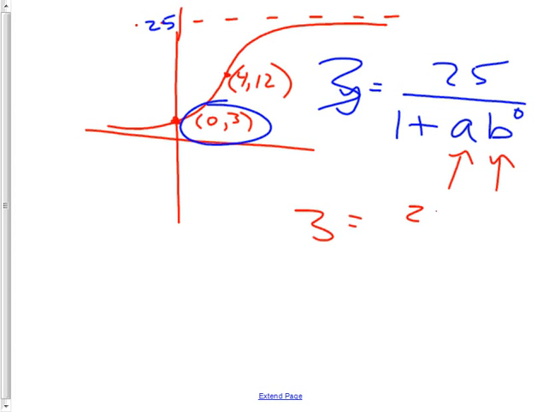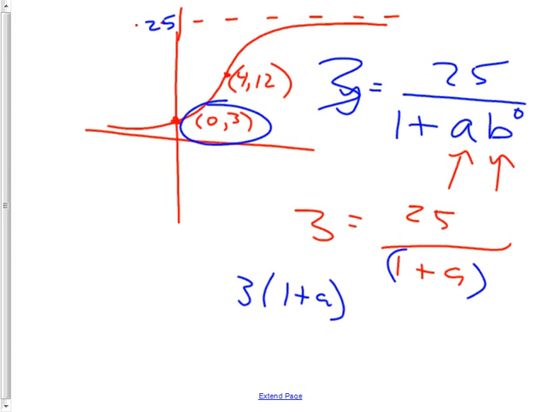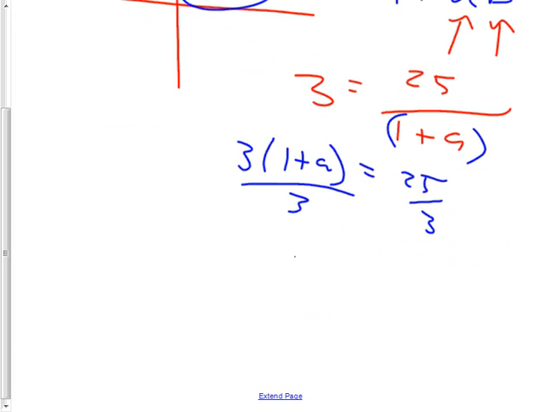So if you start with a 3 here, you got 3 equals 25 over 1 plus a b to the 0, and the b to the 0 I don't need anymore because b to the 0 is really 1. So now this is the smart way to do it. You bring that 1 plus a up to the top, you say 3 times 1 plus a, and you do not multiply it out. I made that mistake on one of the first 2 problems I did with you, and I multiplied it out and made the problem way harder. Why not? Because you can just divide by 3 now. And now I'm almost done. 1 plus a equals 25 thirds.